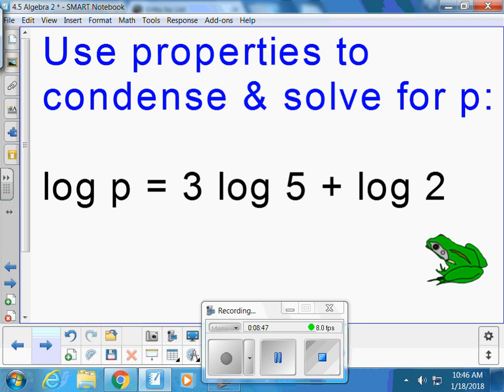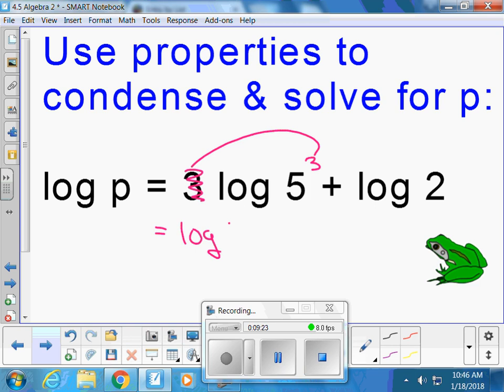Okay, so this says use properties to condense and solve for P. So we're going to condense down this right-hand side, make it look like the left-hand side. I'm going to make the frog noise every time we have to use the leapfrog property. Because the frogs are helping me make my day happy. Great, so do you see any frogs to start us off with that? The 3. This 3 is a frog. This 3 is going to jump up and become the exponent for the 5. And I would go ahead and calculate out 5 to the 3rd, which is 125. Good job with your frog.